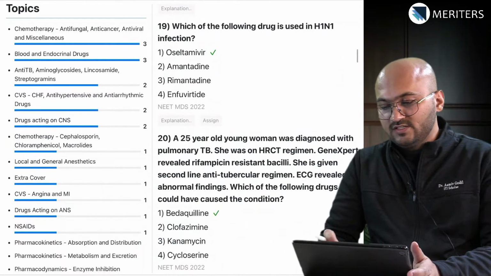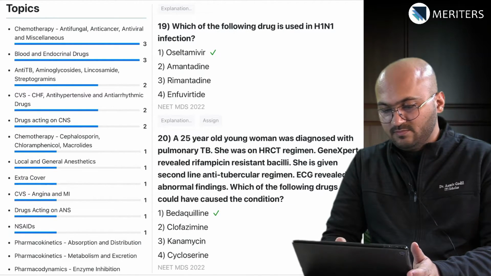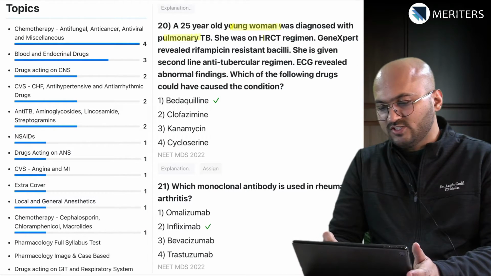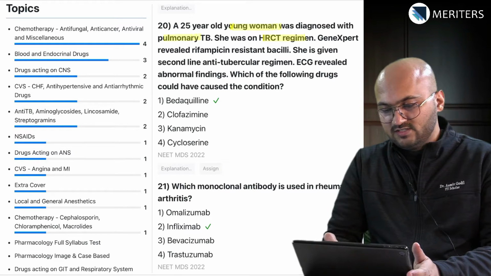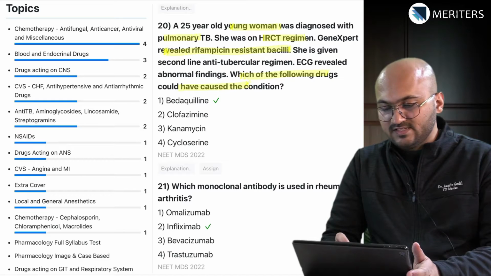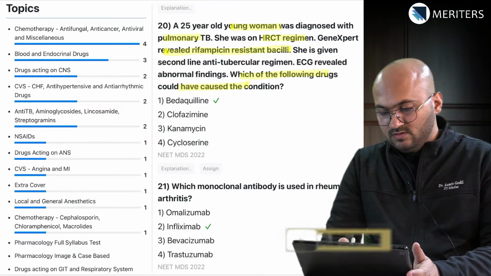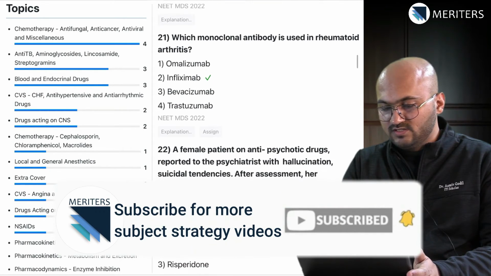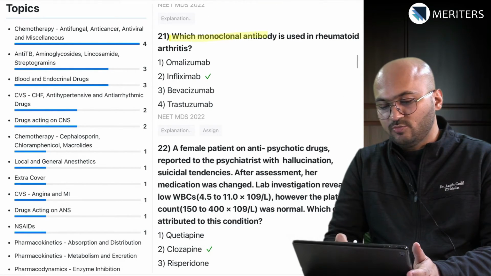Which of the following drugs is used in H1N1? Oseltamivir. A 25-year-old young woman was diagnosed with pulmonary tuberculosis and is on HRCT. Which of the following drugs could have caused this rifampicin resistant bacilli? So this is resistant TB, antitubercular drugs. Which monoclonal antibody is used in rheumatoid arthritis? Infliximab.